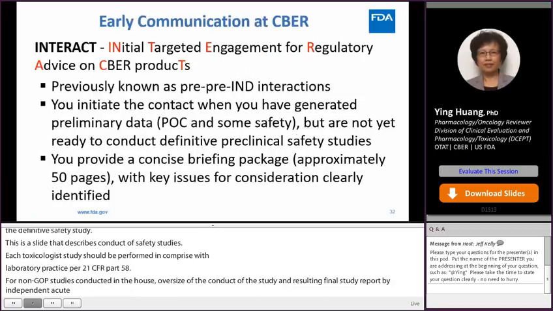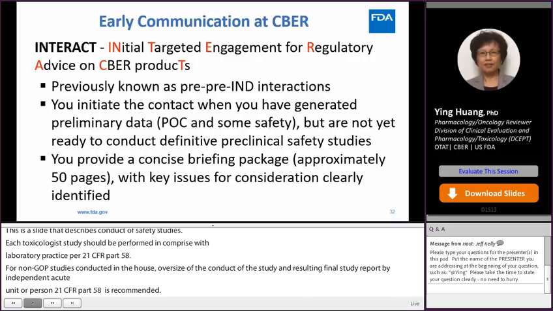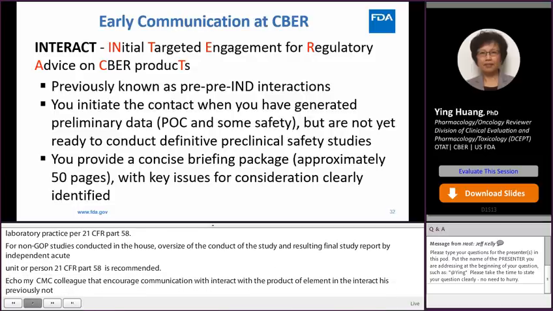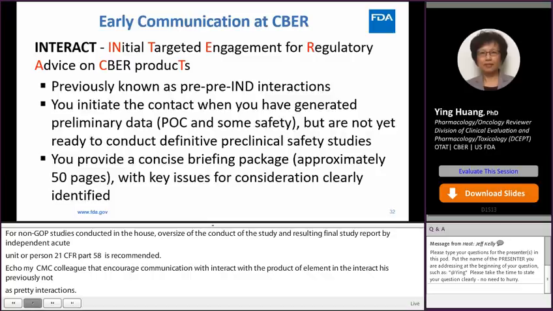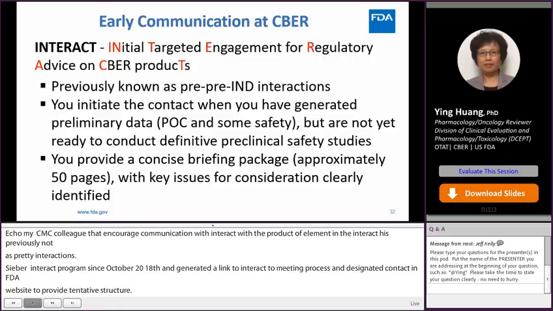I echo my CMC colleague Kim that we encourage communication with OTAT at the early stage of product development, and INTERACT is previously known as pre-pre-IND interactions. CBER implemented the INTERACT program since October 2018 and generated a link to the INTERACT meeting process and designated a contact in the SBIA website to provide a definitive structure. The purpose of INTERACT is to provide a mechanism for early communication which may benefit the investigator via non-binding, informal scientific discussion with CBER review disciplines, that is CMC, PharmTox, and Clinical, on a product development program for novel and complex investigational products.